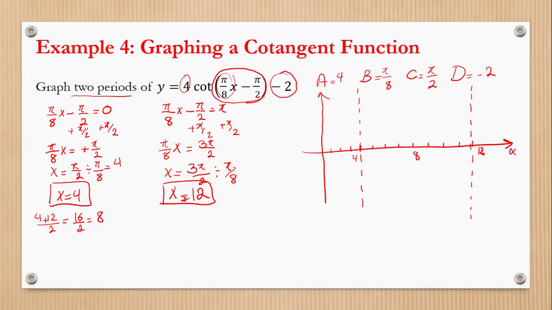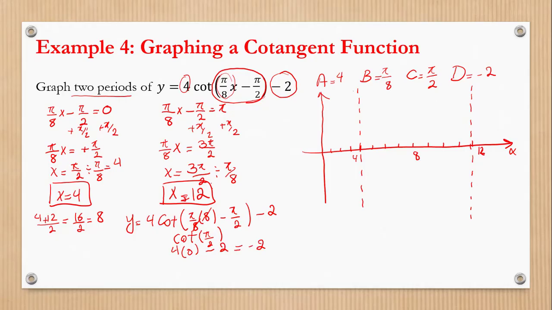If I replace the x by 8, I get y, which is equal to 4 cotangent of pi over 8 times 8 minus pi over 2, and then minus 2. If they cancel each other, you have pi minus pi over 2 inside the parenthesis, which the answer is pi over 2 again. And you need to find the cotangent of pi over 2. And the cotangent of pi over 2 is cosine over sine, which is 0. And 0 times 4 is 0. 0 minus 2 is negative 2.